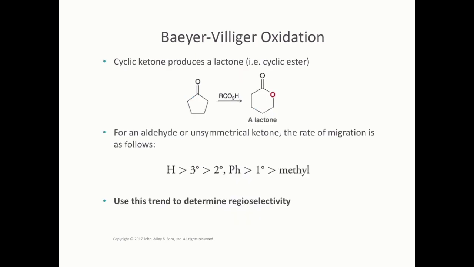If you start with a cyclic ketone, then you get a lactone, which is the name of a cyclic ester, as the product. But the question is, if you have an unsymmetrical ketone, what is the rate of migration? So which side would you put the oxygen on? And the rate of migration is that a hydrogen is going to migrate faster than a tertiary carbon, which is going to migrate faster than a secondary carbon, which migrates about the same as a phenyl group or a benzene, which will be faster than a primary, which will be faster than a methyl.